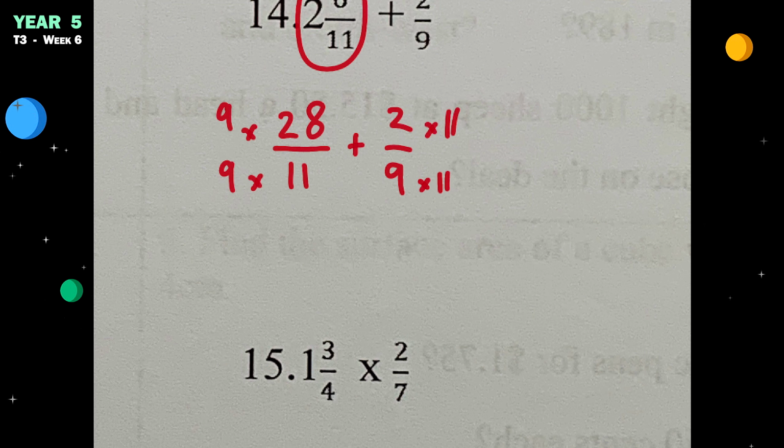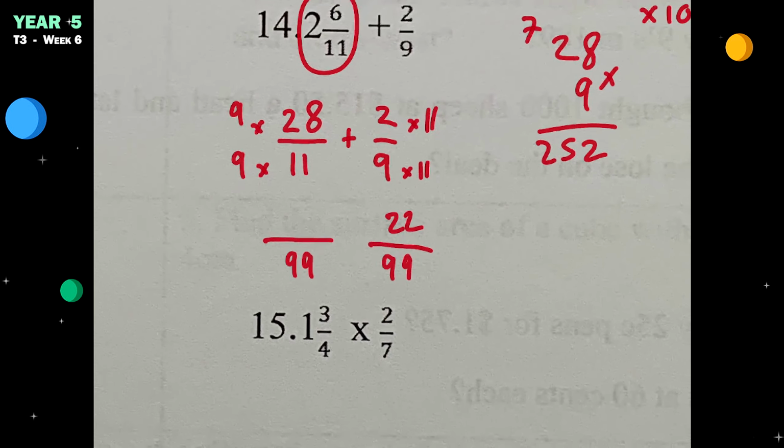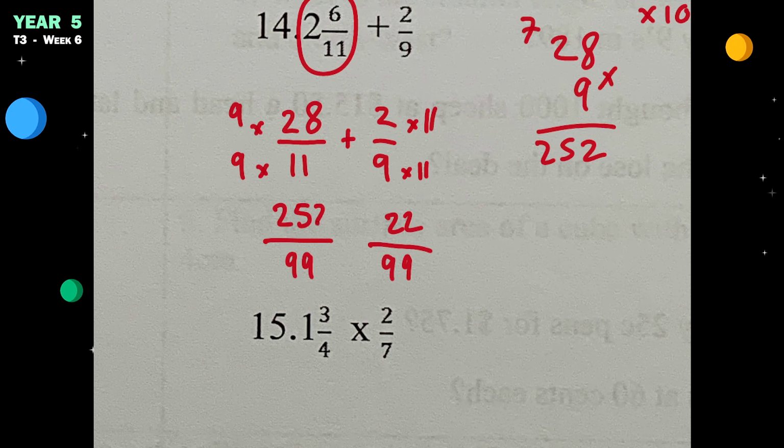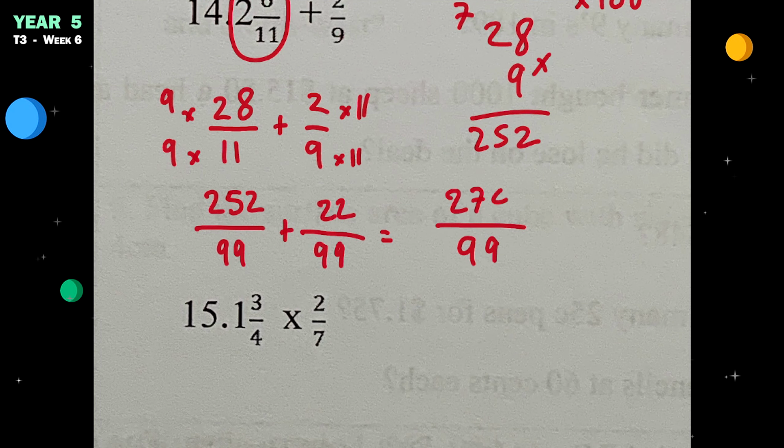Okay, so you get 99, the bottom number. Great, we made it the same. Awesome. Now the top number, 2 times 11 is 22. 9 times 28, 9 times 8 is 72. Carry the 7 over. 9 times 2 is 18. 18 plus 7 is 25. So this will be 252. And we're adding. So the bottom number becomes 99, the top number becomes 274.